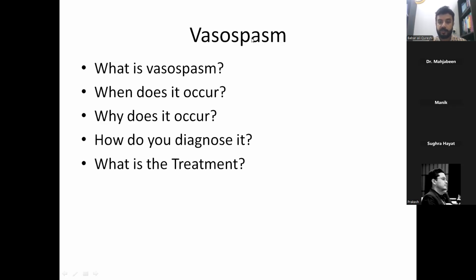You treat it by conservative measures such as the triple H therapy: hemodilution, hypervolemia, and hypertension. Whereas if this fails, then you have to intervene. In the intervention, you can place a stent in the vessel that is narrowed, or intra-arterially, you can give different drugs such as calcium channel blockers. Nimodipine can be given intra-arterially, as well as you can give other vasodilator agents.